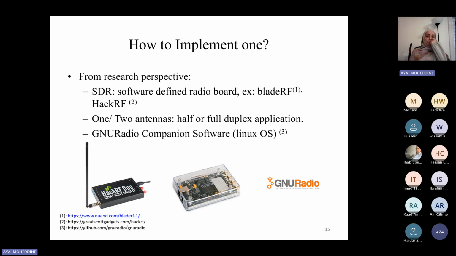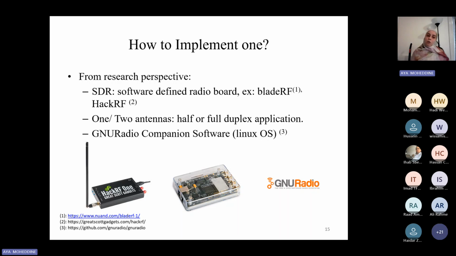In order to get started with implementing a jammer, you need something called a software-defined radio board, or simply the SDR, which is a programmable board where radio functions such as transmitting, receiving, and processing a signal can be done using software only, without any additional traditional hardware. We have in the figure two examples of an SDR.